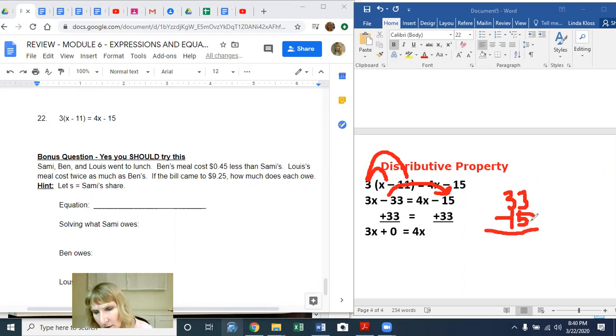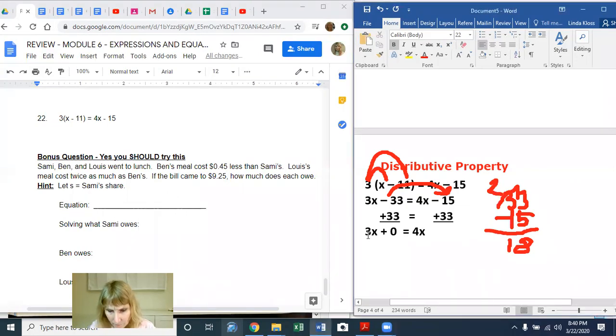So 33 minus 15, the 3 will become a 2. The 3 on this one spot becomes a 13. 13 minus 5, 12, 11, 10, 9, 8 becomes an 8. And 2 minus 1 is 1. And because the 33 is positive, my 18 is going to be positive. So it's going to be 4x plus 18.